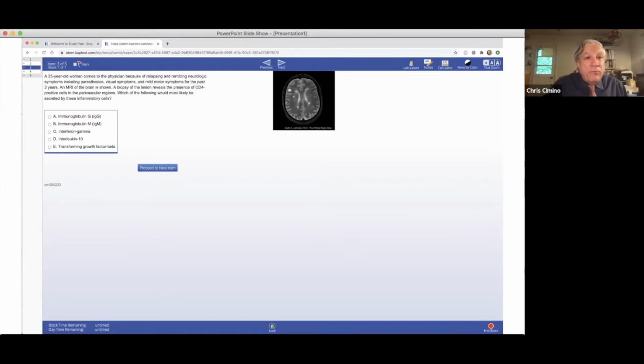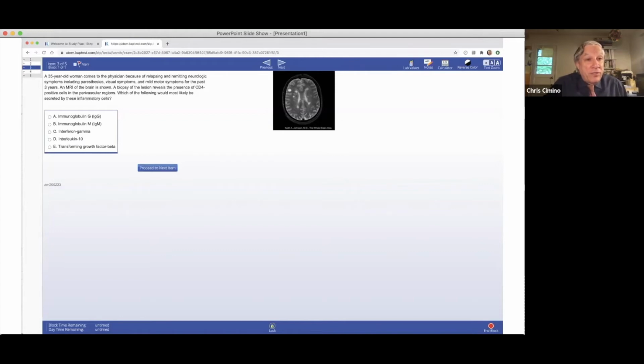So now what we have is that rephrasing of the question. What is the disease that causes an inflammatory reaction, and which inflammatory substance is being secreted? A 35-year-old woman comes to the physician because of relapsing and remitting neurologic symptoms, including paresthesias, visual symptoms, and mild motor symptoms for the past 3 years. An MRI of the brain is shown. A biopsy of the lesion reveals the presence of CD4 positive cells in the perivascular region. Which of the following would most likely be secreted by these inflammatory cells?